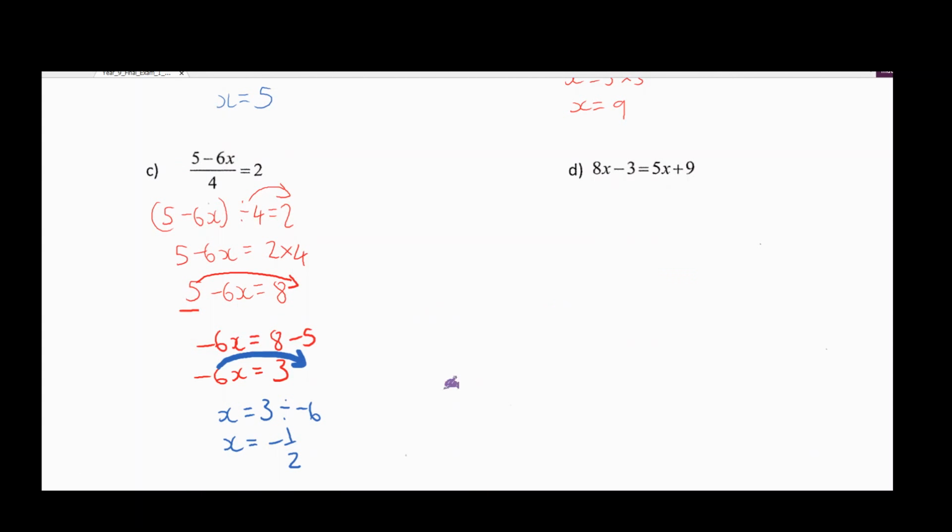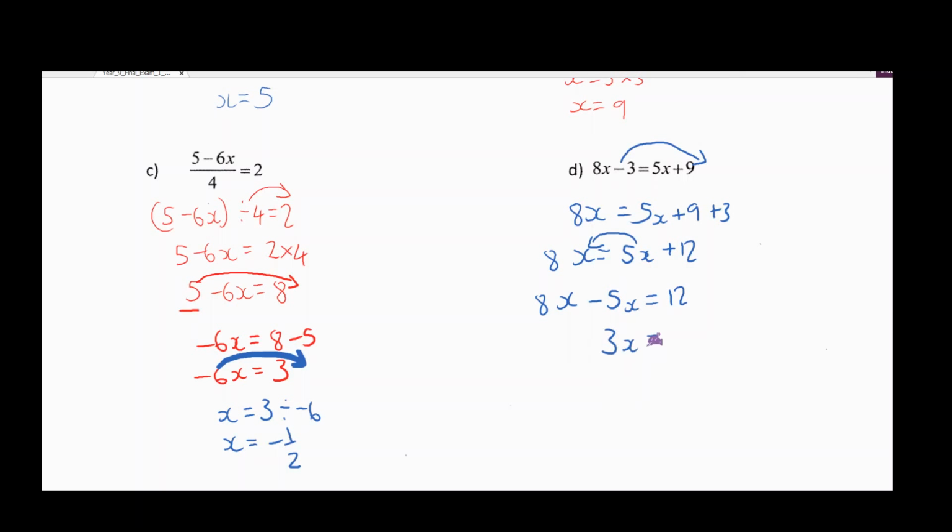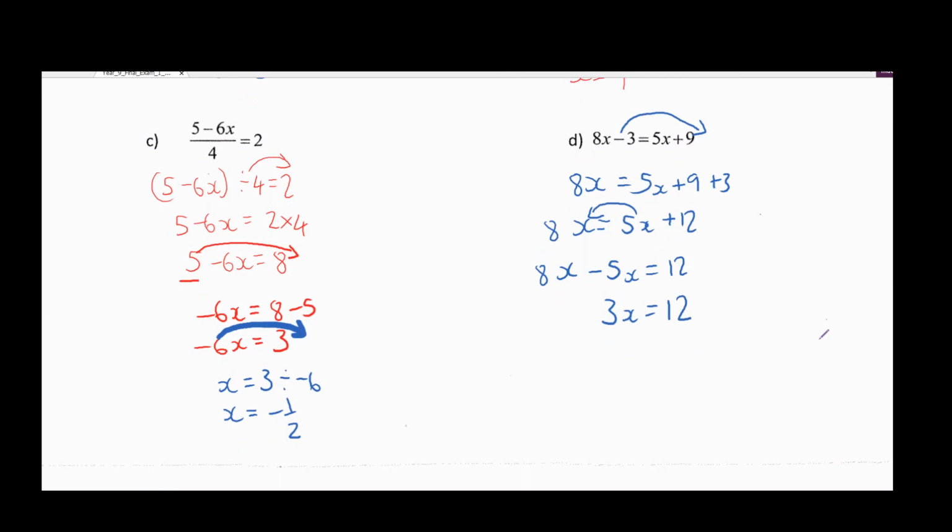Okay. D. I need to move this minus 3 over here to become plus, so 8x equals 5x plus 9 plus 3. 8x equals 5x plus 12. 8x take 5x, I'm moving this 5x over this side now, equals 12. 8x take 5x leaves me with 3x equals 12. x equals 12 over 3. x equals 4.